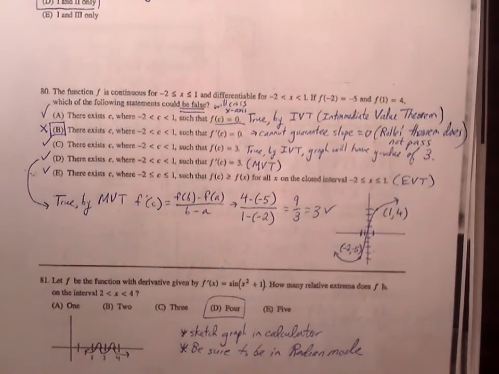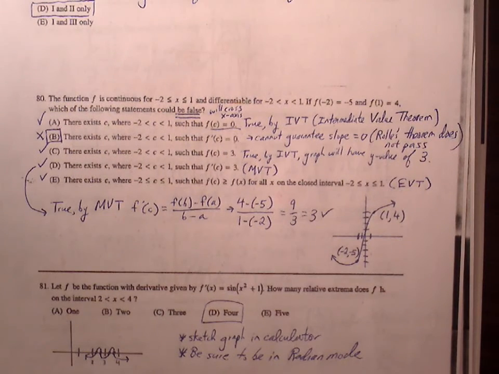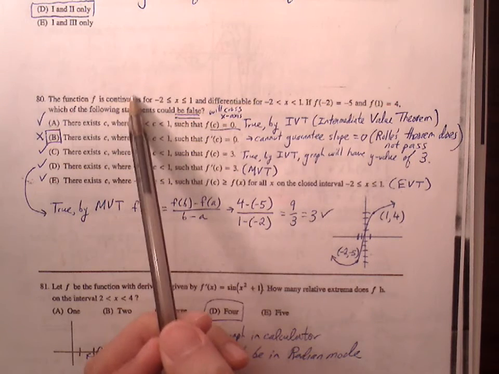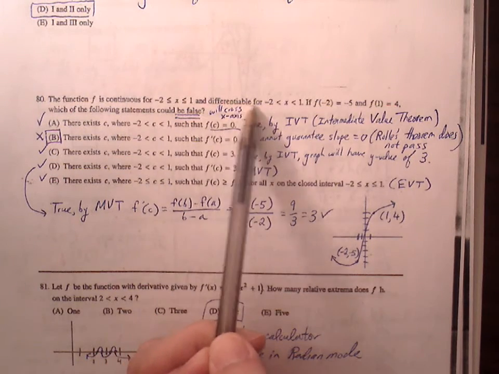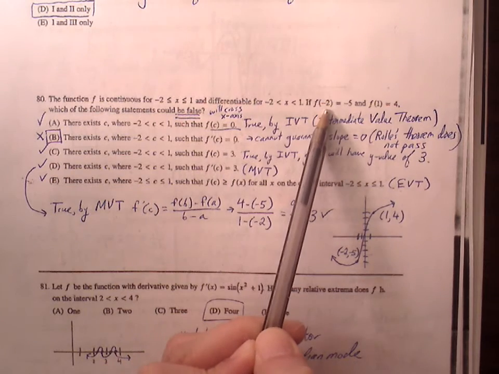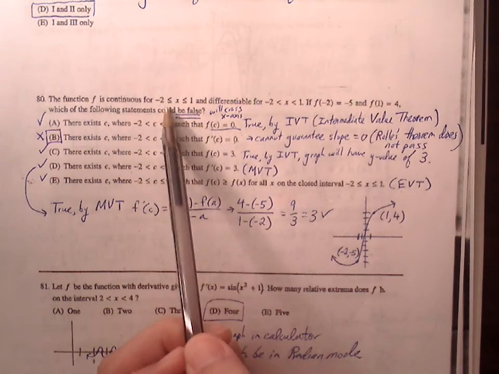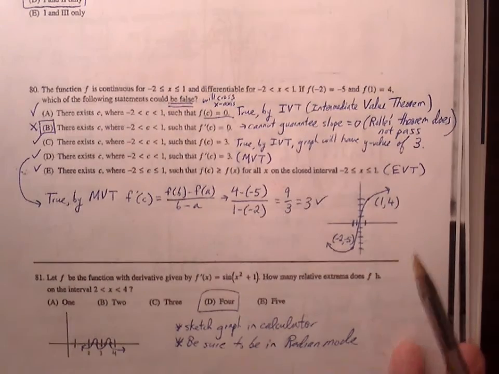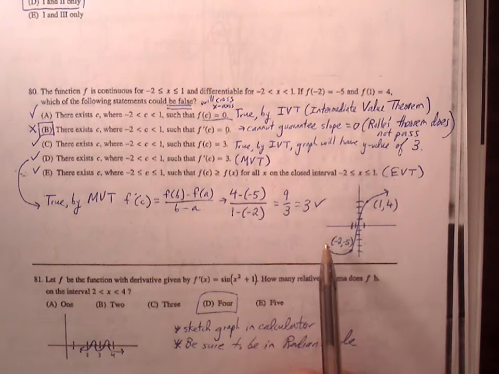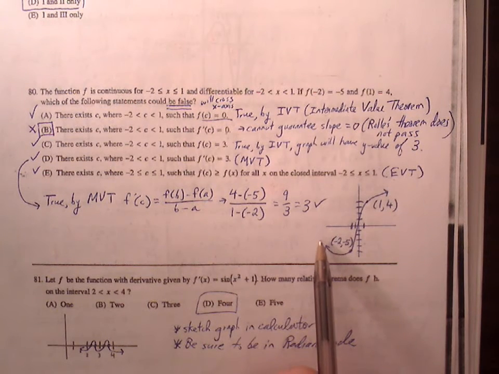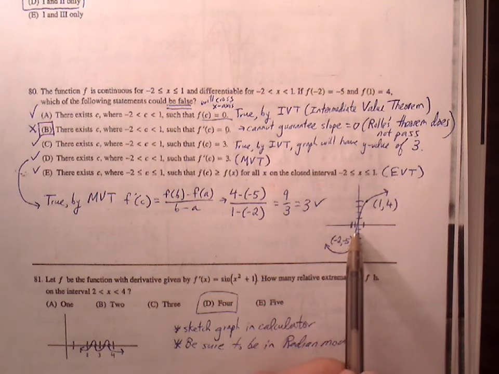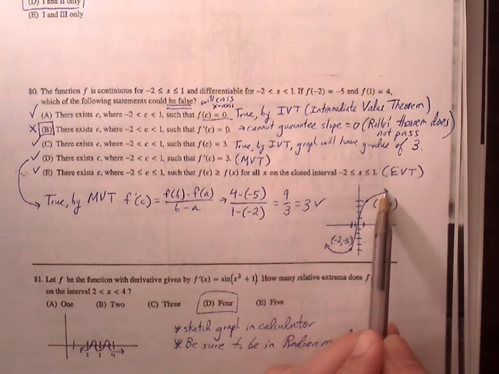Okay, number 80. The function f is continuous from -2 to 1 and differentiable from -2 to 1. So no breaks in the graph and a smooth curve all the way through. We have some ordered pairs that are provided for us. Which of the following statements could be false? So I just sketched the graph to have something visual to work off of. So I know my graph is smooth and continuous and differentiable, and I'm just making it go through the ordered pairs of (-2, -5) and (1, 4).